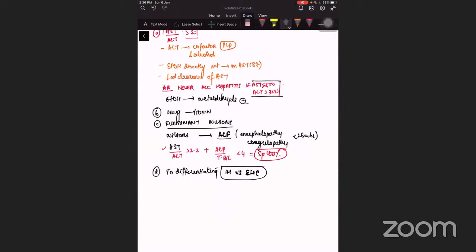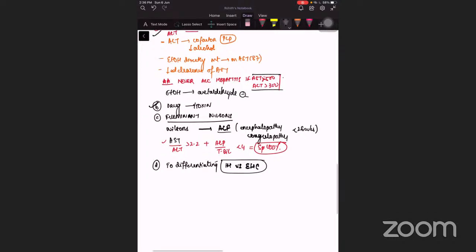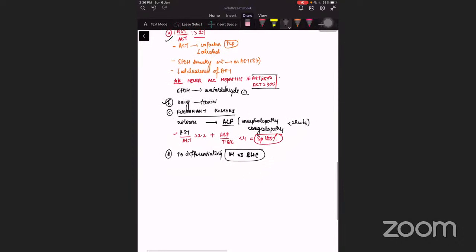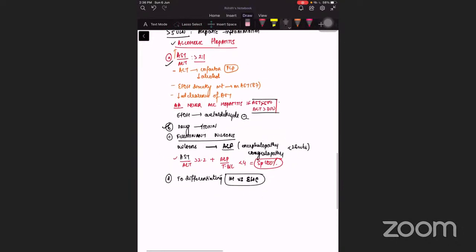Everyone thinks one is the alcoholic hepatitis, but most important is drugs. We see this very commonly in the setting of COVID. There are multiple antibiotics, multiple things that are given that can cause elevation in the enzymes. And one more is Wilson's disease, and the other is to help in differentiating intrahepatic versus extrahepatic cholestasis.